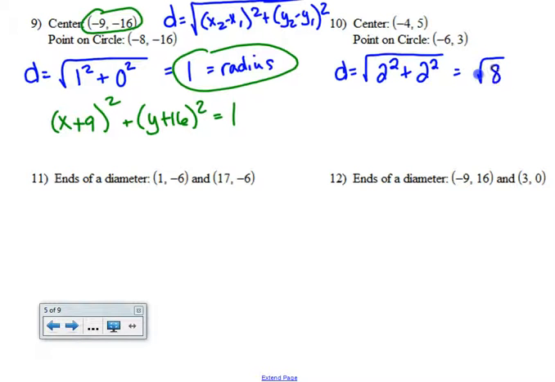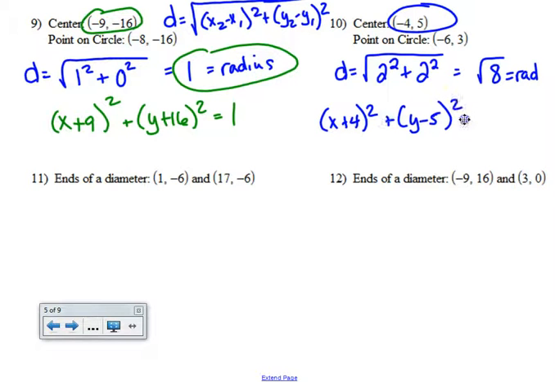I actually don't want you to do any simplifying here, because what we're about to do is take this radius and square it to put it back into the formula. So I'm not even going to bother trying to simplify it, because I'm just going to undo the square root right now. So using my formula, and using the center they provided, (x plus 4) quantity squared, and then (y minus 5) quantity squared. I'm supposed to take my radius and square it to put it on the back half of the problem. Well, square root of 8 squared is just 8.